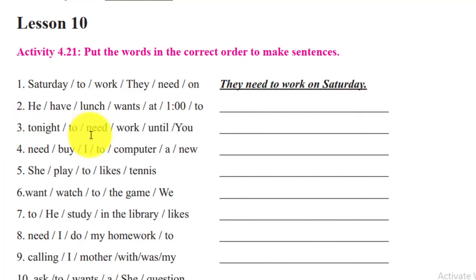Number 3: tonight to need work until you ይላል. ስለዚህ ሰብጀክቱ you ነው, you ትላላችሁ. ከዚያ አሁን ሁለት ቨርቦች አሉ: need to የሚባል ቨርብ አለ, ሞዳል ኦክሲለሪ ቀደም እንዳልኳችሁ, ከዚያ work ደግሞ ሜን ቨርብ አለ. ስለዚህ መጀመሪያ ሞዳል ኦክሲለሪ ታስቀድማላችሁ: you need to work ትሉና, እስከ መቼ ነው መስራት ያለበት? Until tonight ትላላችሁ, እስከ ማታ ድረስ.